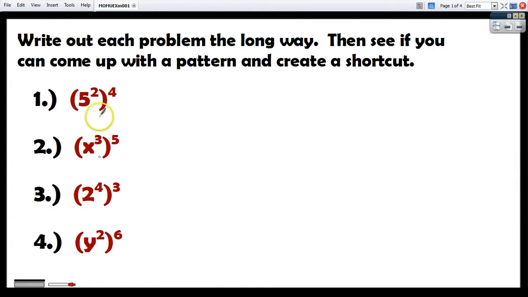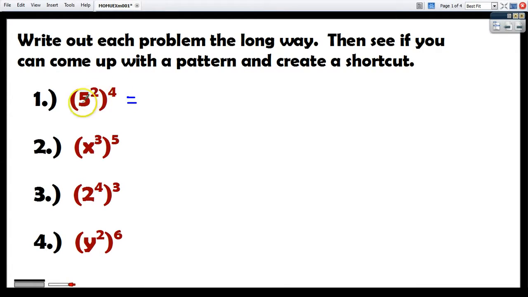Down below I've got 4 problems here, and I'd like you to write each problem out the long way, meaning what these exponents are actually telling us. And then see if you can come up with a pattern and create a shortcut. So this first one I'm going to start for you.